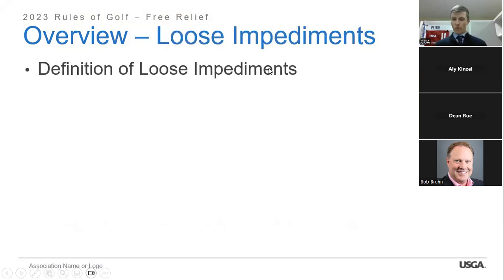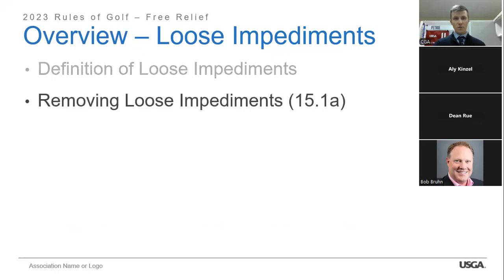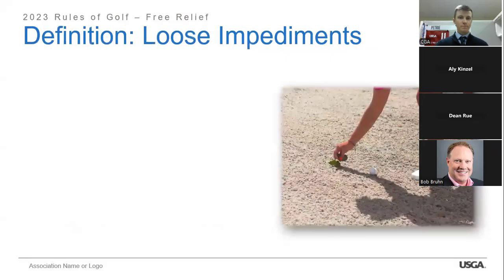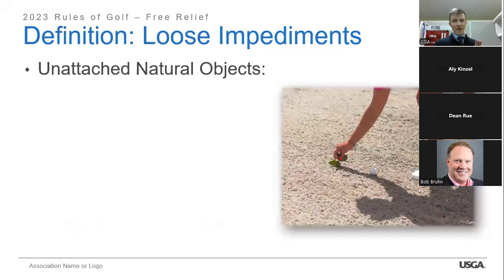So, as I'm sure a lot of you know and are familiar with, these definitions are really the glue that holds together a lot of these rules. So, if you're looking to get good, I'd certainly recommend diving into these definitions. So, we're going to look at that first. We're then going to look into how we remove loose impediments. Then, ball moves. What happens if we're trying to remove something, the ball accidentally moves? How do we proceed there? What happens?